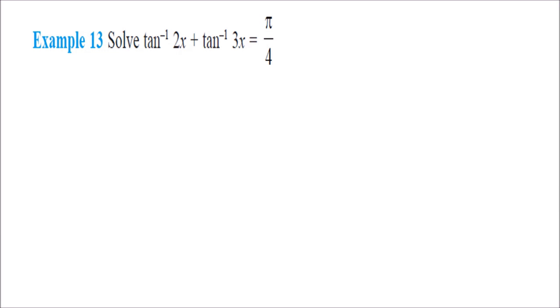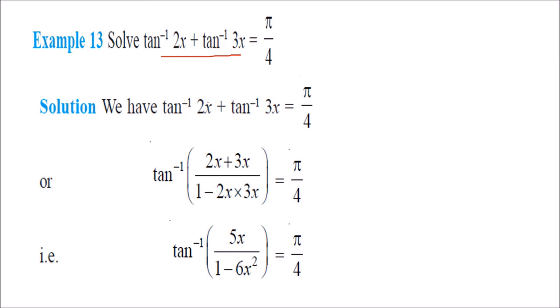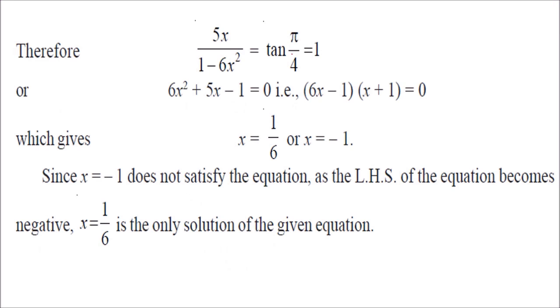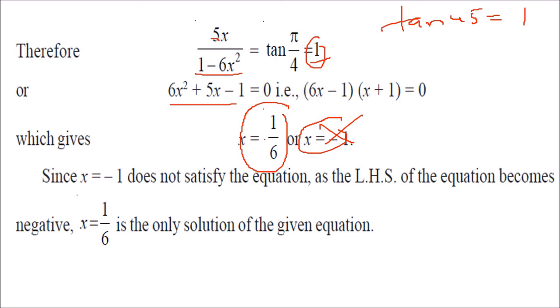Solve tan inverse 2x plus tan inverse 3x is equal to pi by 4. We know the formula also, so we will directly apply it: tan inverse of (a plus b) by (1 minus ab) is equal to pi by 4. If we solve, we get 5x by 1 minus 6x square. What is this? This is nothing but tan pi by 4, tan 45 degrees, which is 1. So we equate 5x by 1 minus 6x square with 1, and when we solve, this is a quadratic equation. We get x equal to 1 by 6, x equal to minus 1. Minus 1 doesn't satisfy. X equal to 1 by 6 is the only solution of this equation.